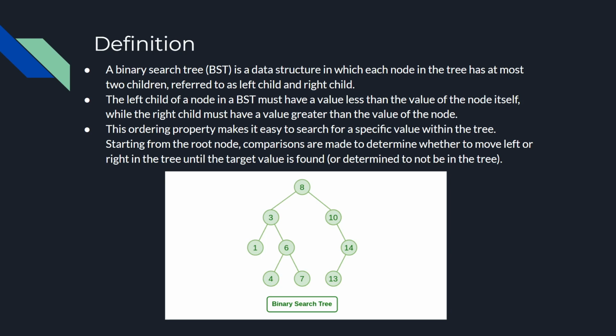For example, if we want to see if the tree contains the value 5, we'd start at 8, see that it's lower than 8, go left, see that it's bigger than 3, go right, see that it's lower than 6, go left. And since 5 isn't there, we can easily conclude that it is not in the tree.